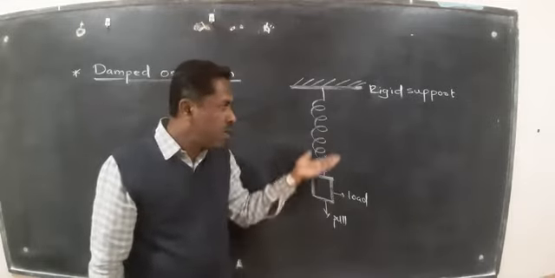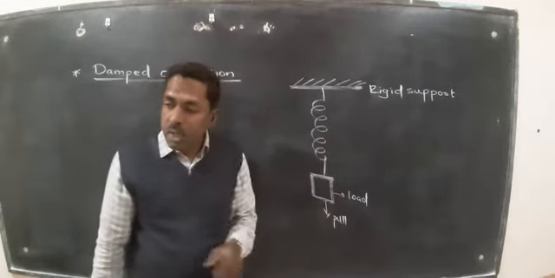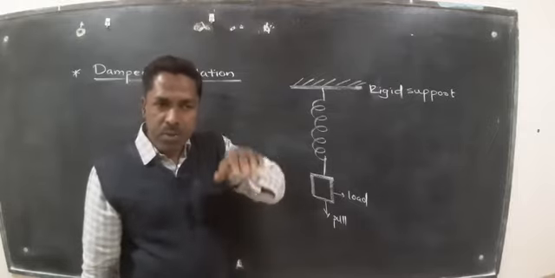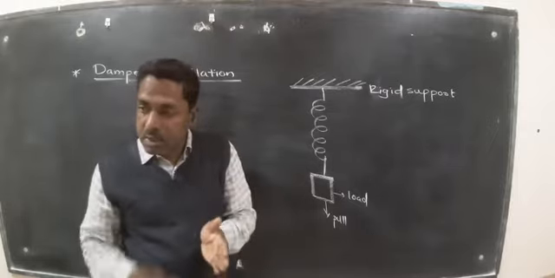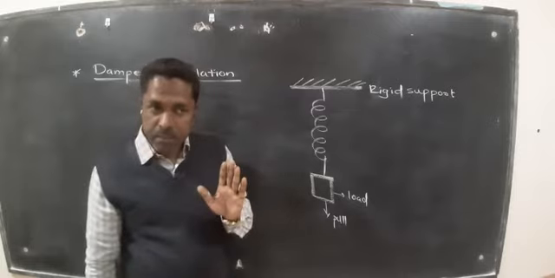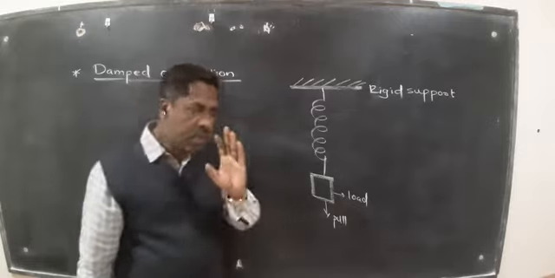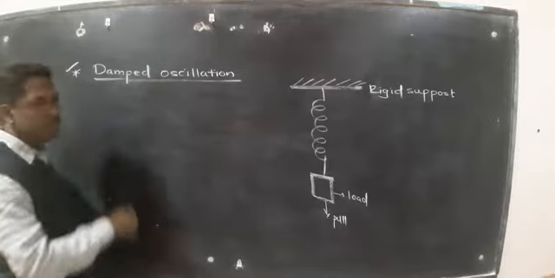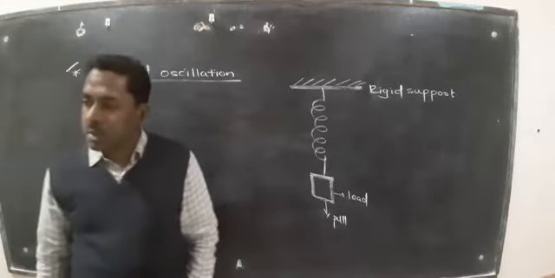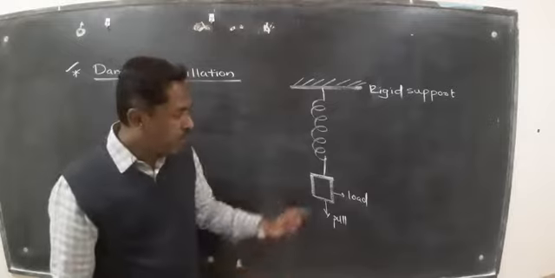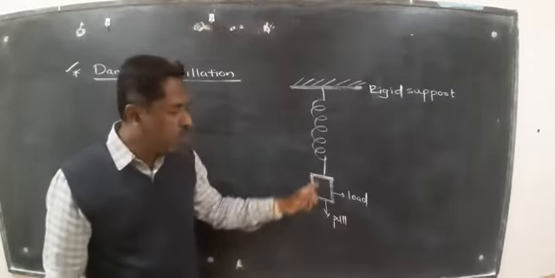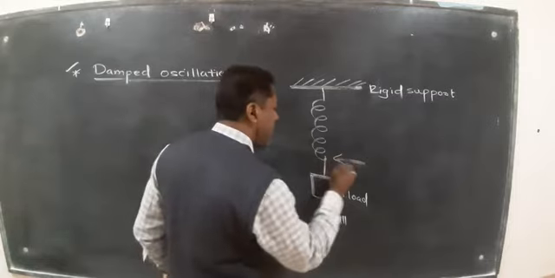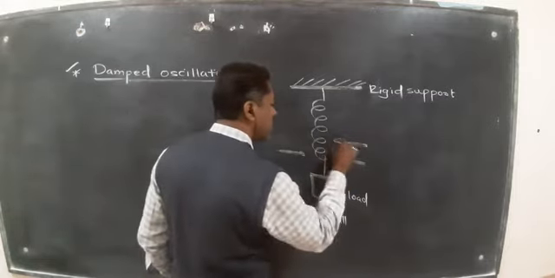This up and down oscillation of the load will remain as it is, when? When its amplitude slowly decreases with increase of time. Such motion, such oscillation is generally called damped oscillation. Why does the amplitude of the load decrease? Because there are some external forces.